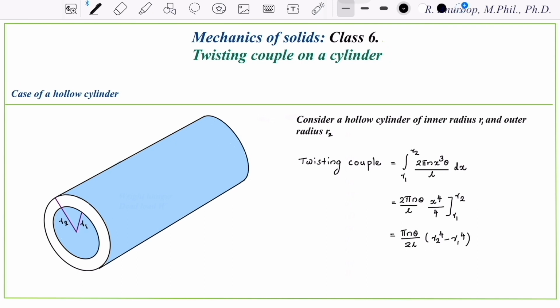Twisting couple divided by theta gives the couple per unit twist C. The couple per unit twist C is equal to pi N divided by 2L into R2 raised to 4 minus R1 raised to 4.